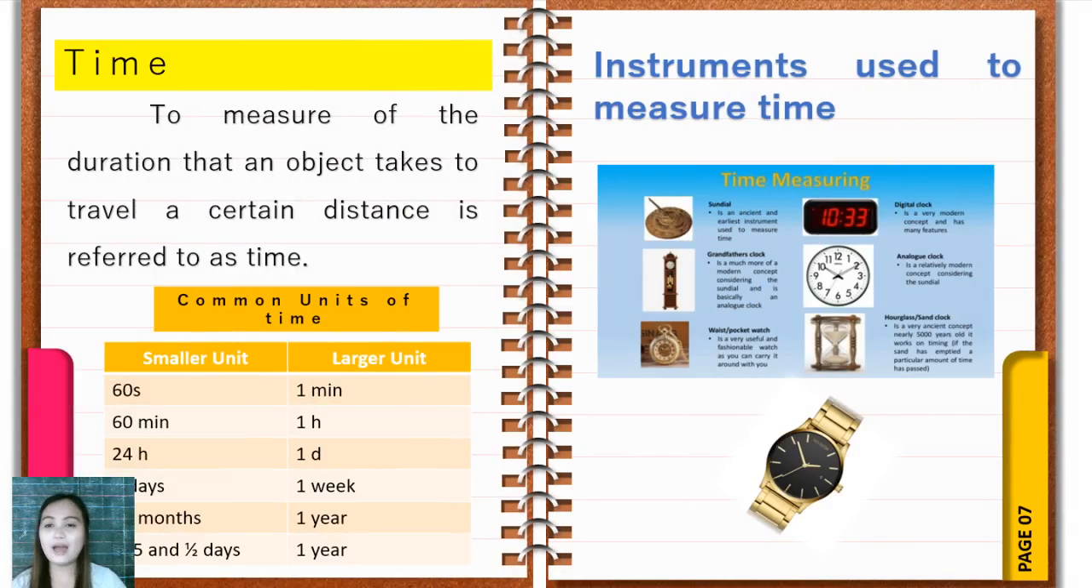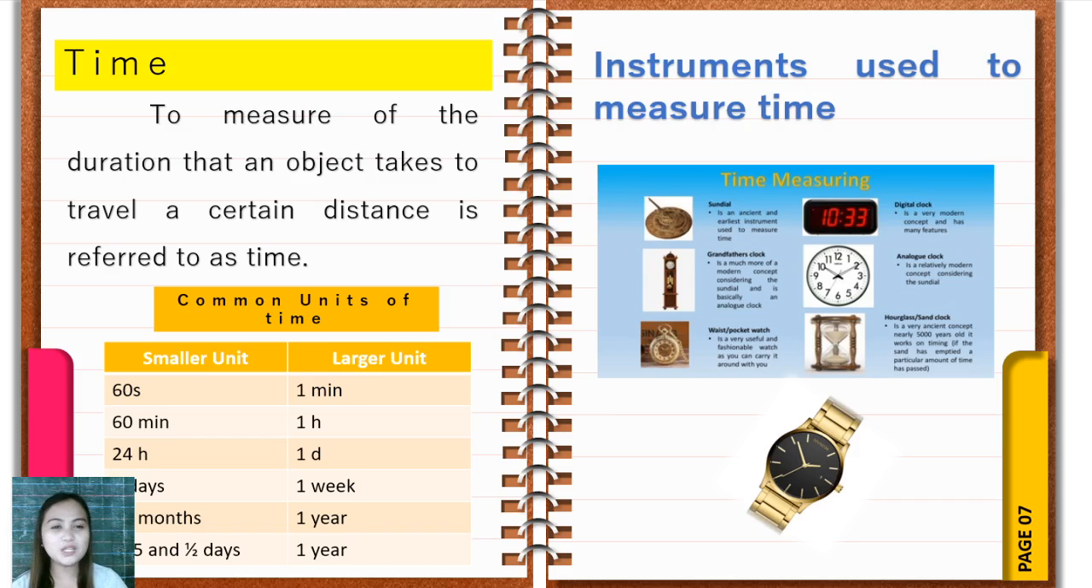Next, we have time. The measure of the duration that an object takes to travel a certain distance is referred to as time. Okay, common units of time. In smaller units, we will use seconds, minutes, hours, days, months. Okay, how about larger units? We will use hour, days, week, year.